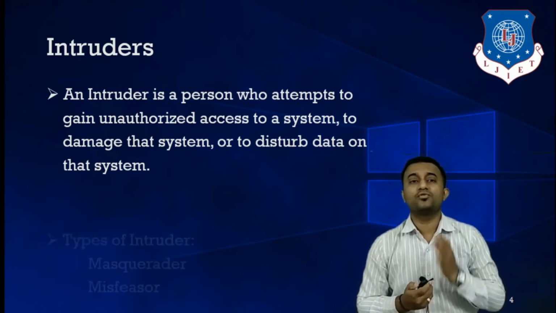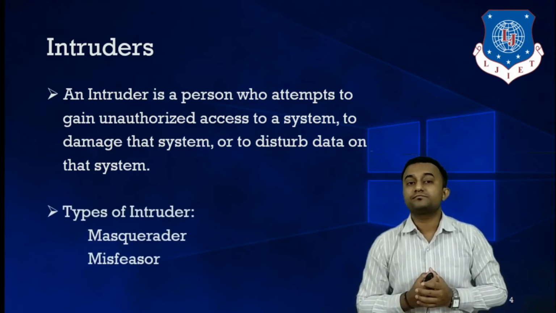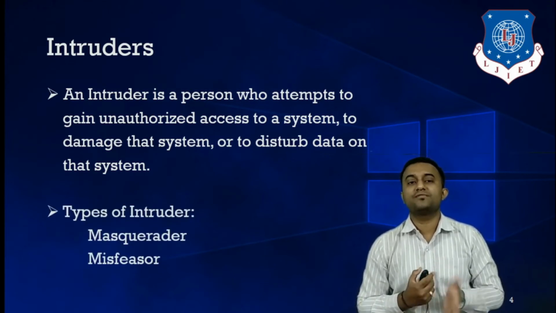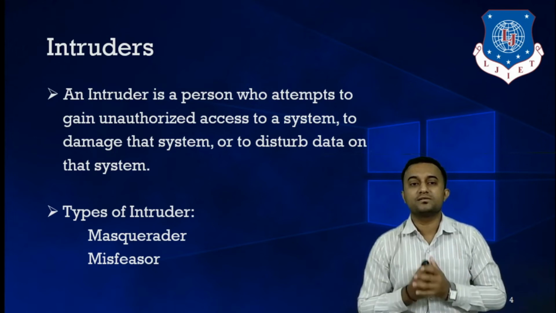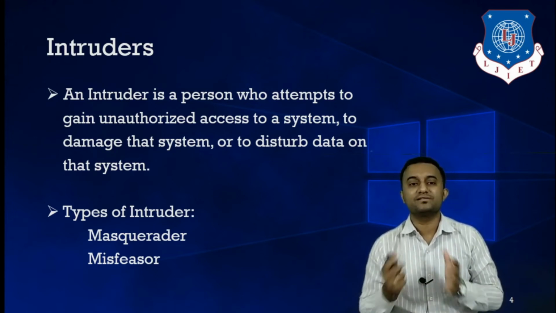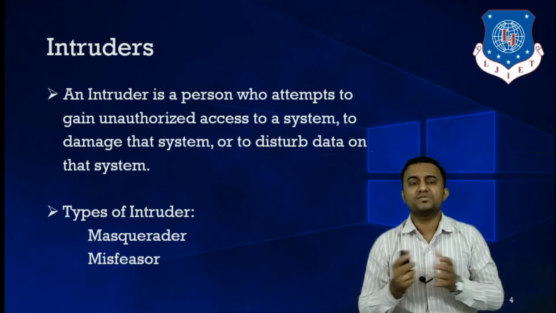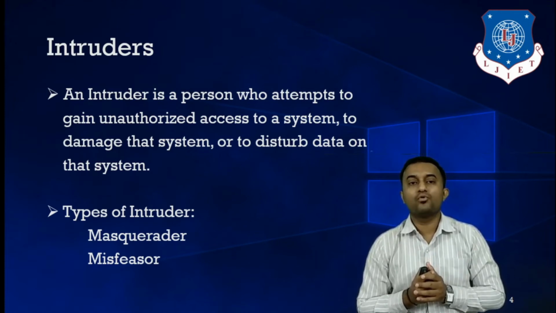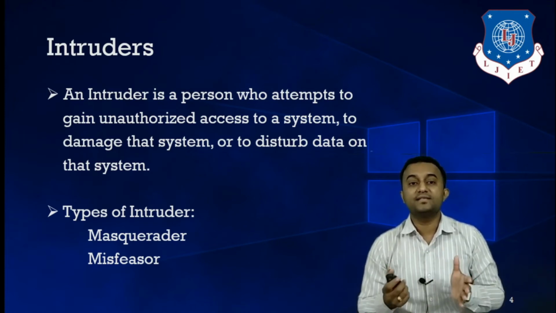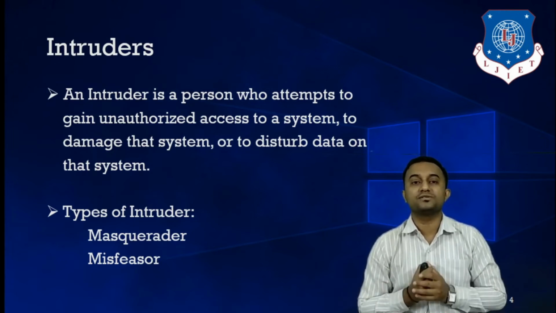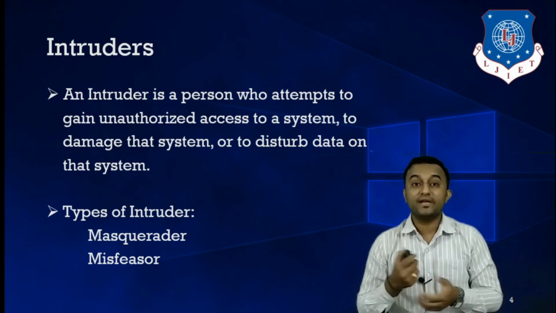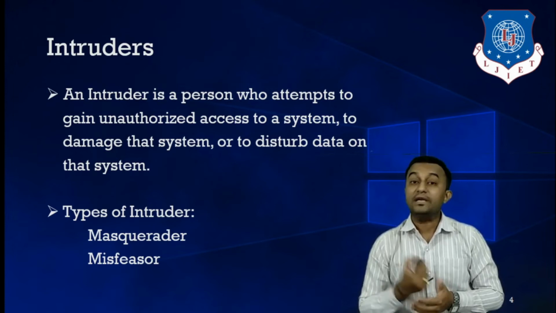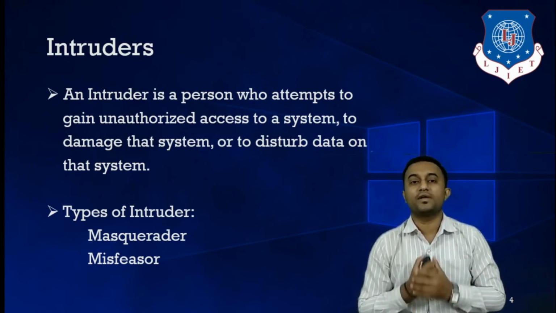Okay, so there are basically two types of intruders. One is masquerader and the second one is misfeasor. Masqueraders are generally outsiders and misfeasors are generally insiders. What does it actually mean? Masquerader means it is that type of person who does not have the access rights to access certain resources, but somehow he or she is able to manage to get those resources and enter into a system for modification.